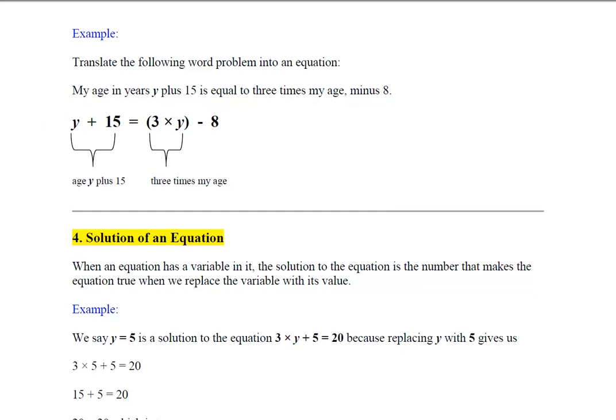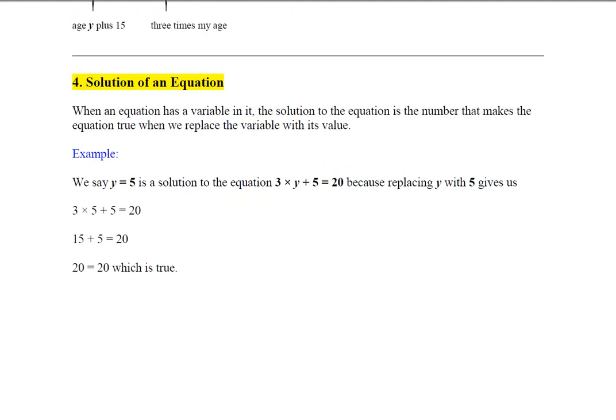Okay, number 4. Solution of an equation. How do you solve an equation? When an equation has a variable, a letter, the solution to the equation is the number that makes the equation true when we replace the variable, the letter, with its value. For example, y equals 5 is a solution to this equation. 3 times y plus 5 equals 20. So the solution is the number that I should put instead of the letter y in order to make this equation right. Here the answer would be 5, because 3 times 5 is 15. 15 plus 5 equals 20.